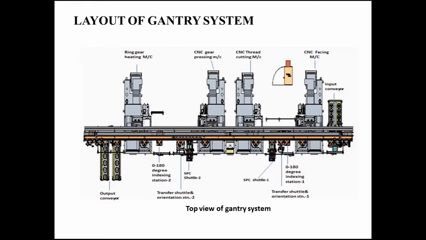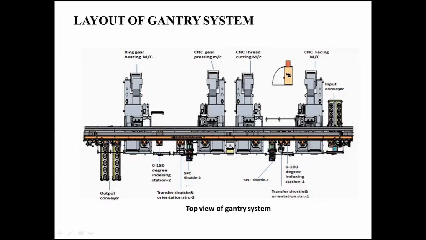Then there is a transfer shuttle where the part is transferred from the 0 to 180 degree station by the gantry loader, and the orientation station is there to make sure that the part is oriented properly as per the program or not. Once the loader unloads the part from the orientation station, it is moved on to the SPC shuttle, where it is checked manually whether the machining is done as per the dimensions or not. If it is okay, then it is carried on to a CNC thread cutting machine and gear pressing machine, where the 2 operations are done.